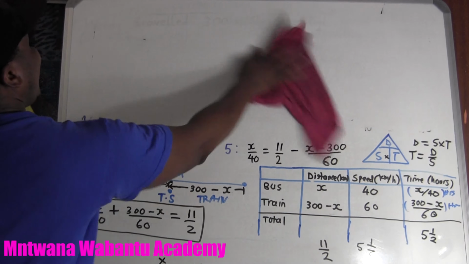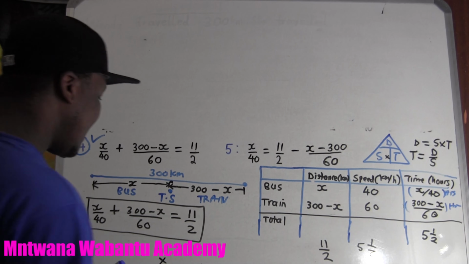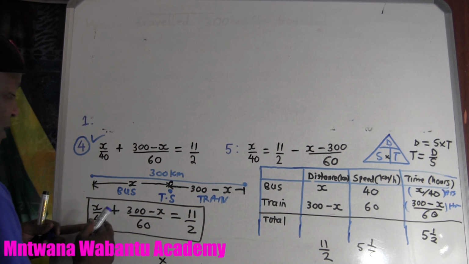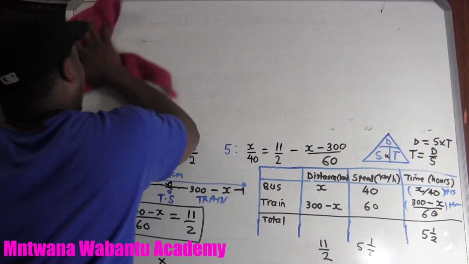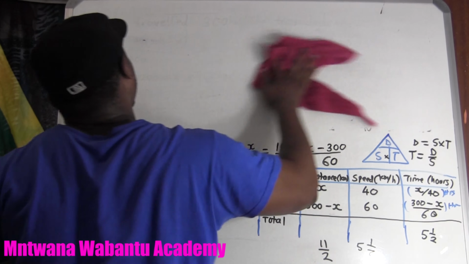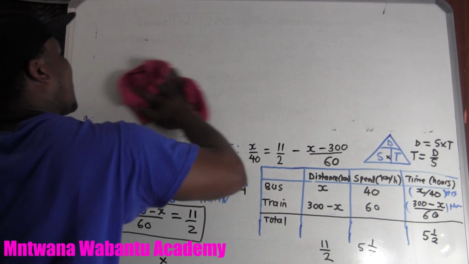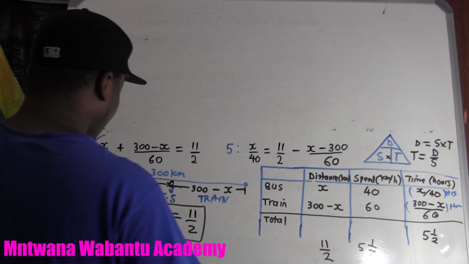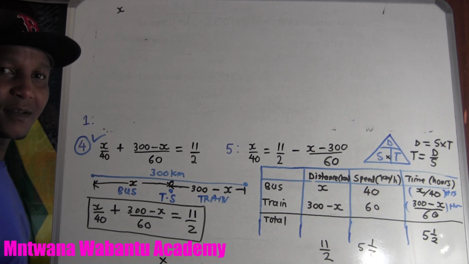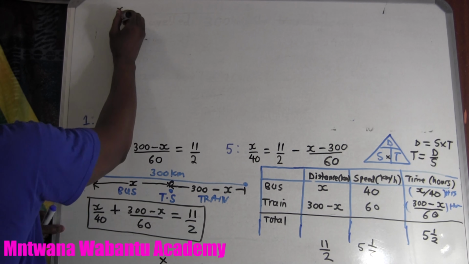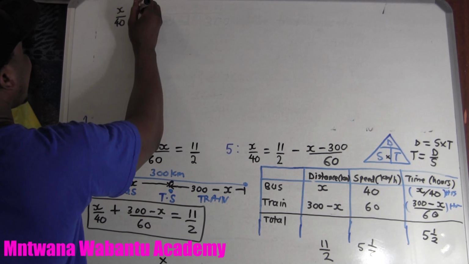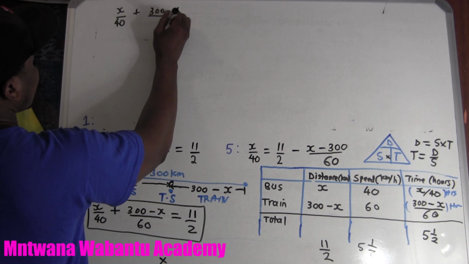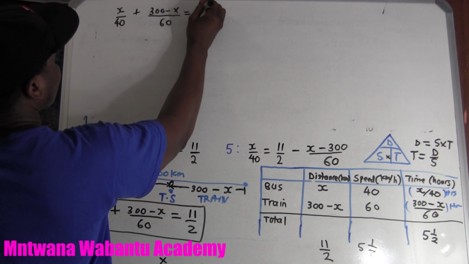To get the distance covered by bus, we're going to find the value of x. So I have to solve this. Let me find the common denominator. So this is going to be x over 40, plus 300 minus x over 60, equals 11 over 2.